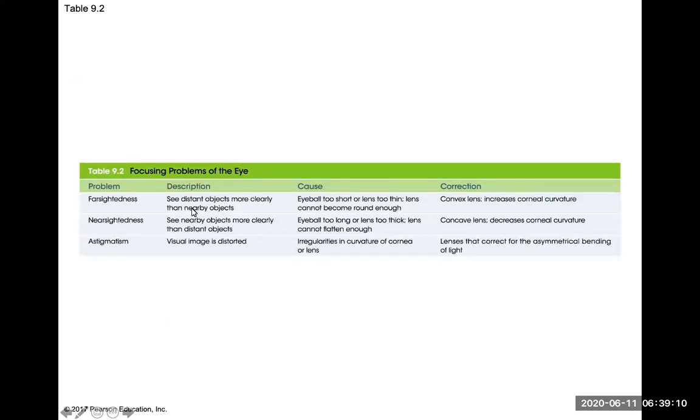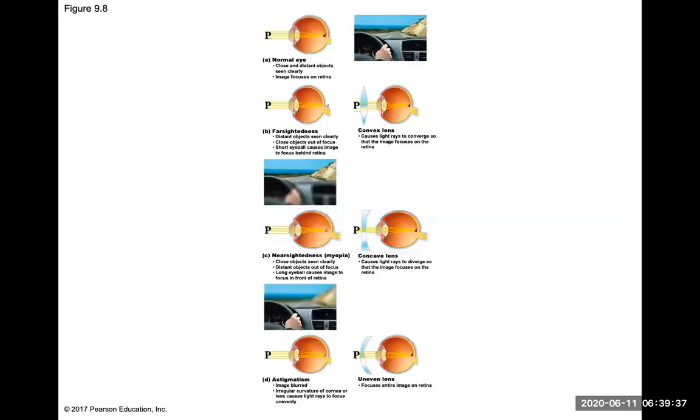So farsighted, you can only see things far away, so you can see distant objects more clearly. Nearsighted, you can see nearby objects more clearly. So most of us who wear corrective lenses are nearsighted. We can see nearby things more clearly. Astigmatism has to do with the shape of the lens. So it usually means your lens is too steep, and it'll distort the visual image and make things a little blurrier than it should be.